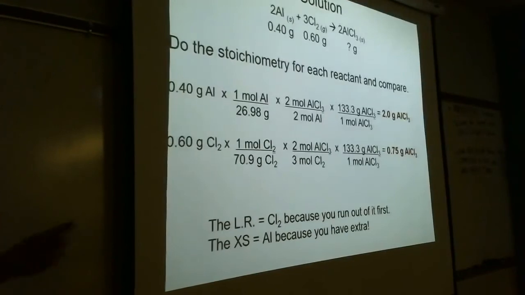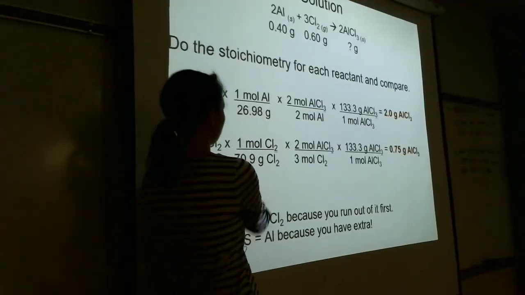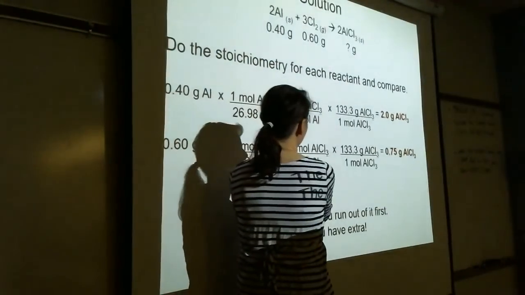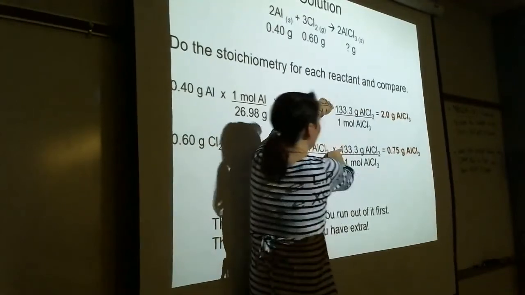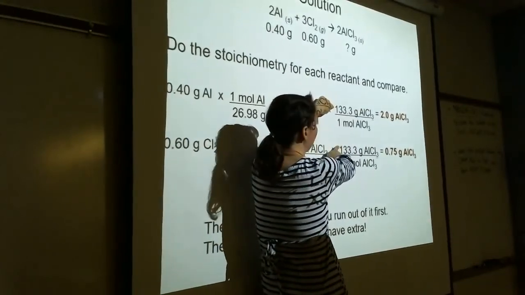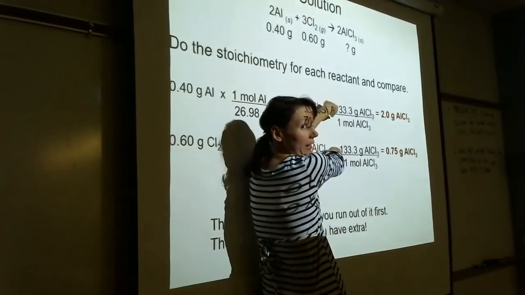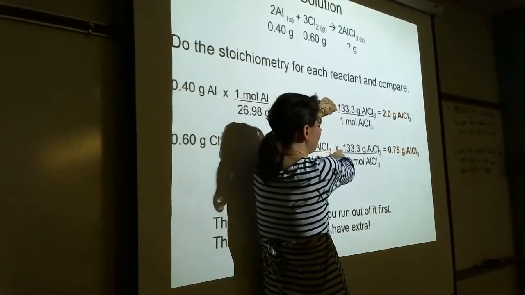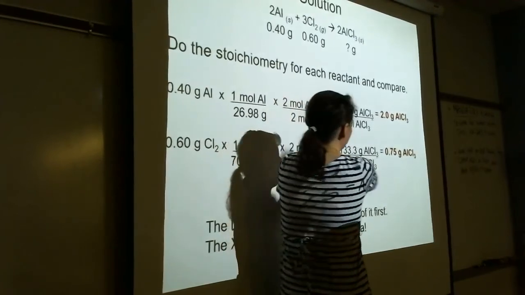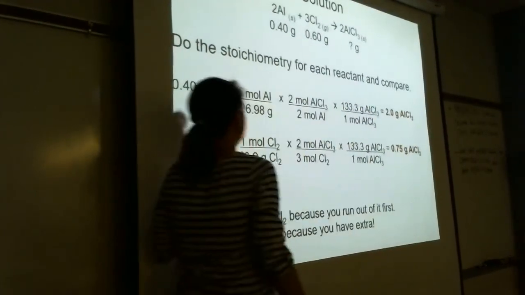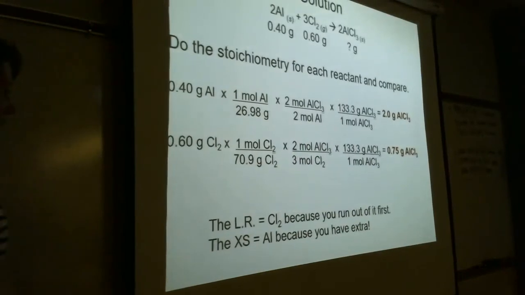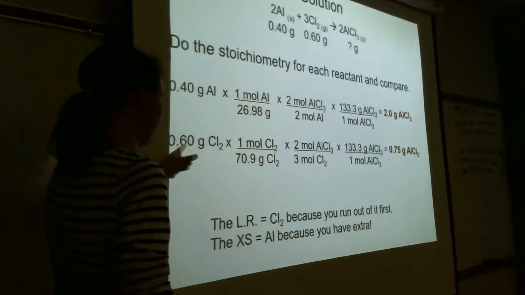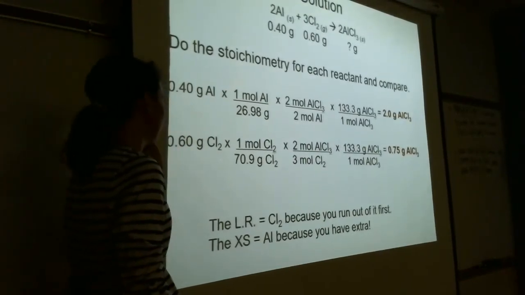Here's the calculation for the Cl2. Grams to moles, mole ratios 2 to 3. Notice this value you only have to calculate once. It should be the same both times. If you get different molar masses here, something's wrong, because this is the same substance and therefore should have the same molar mass both times. This one gives us 0.75. So the limiting reagent must be Cl2, and the excess reagent is Al.